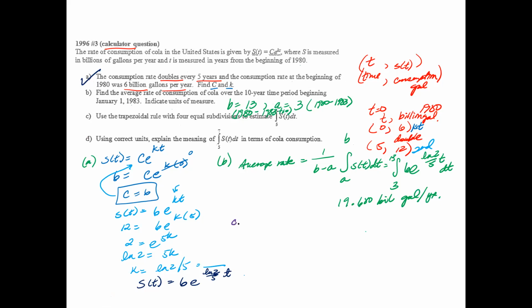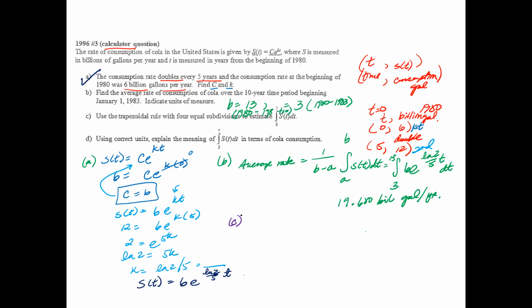All right, so for C, it says use the trapezoidal rule with 4 equal subdivisions to estimate the integral between 5 to 7. I think that's a 7. Hold on a second. Yeah, that is a 7.